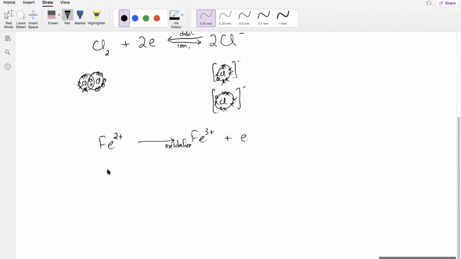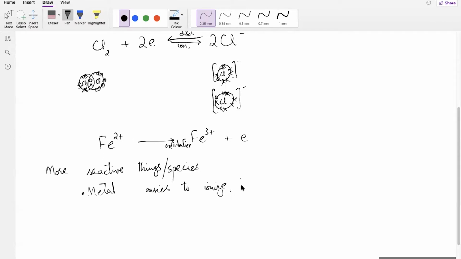Now, here's the principle. If you're talking about metals, a more reactive metal is easier to ionize and difficult to discharge. And that is the case whether it is a metal or a non-metal. So more reactive species are easier to ionize and difficult to discharge.